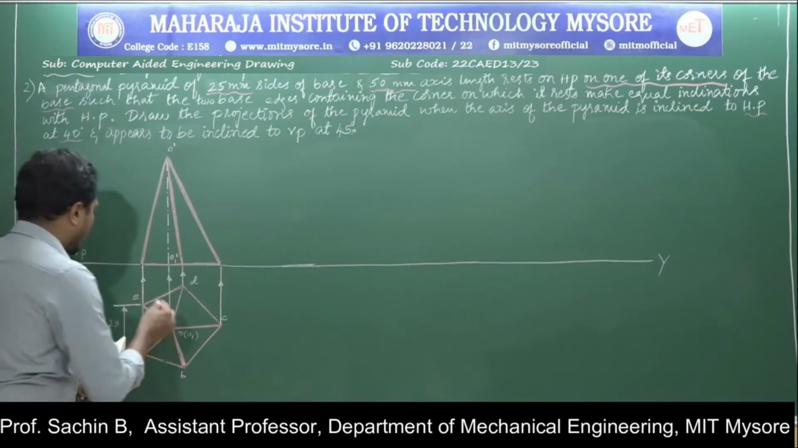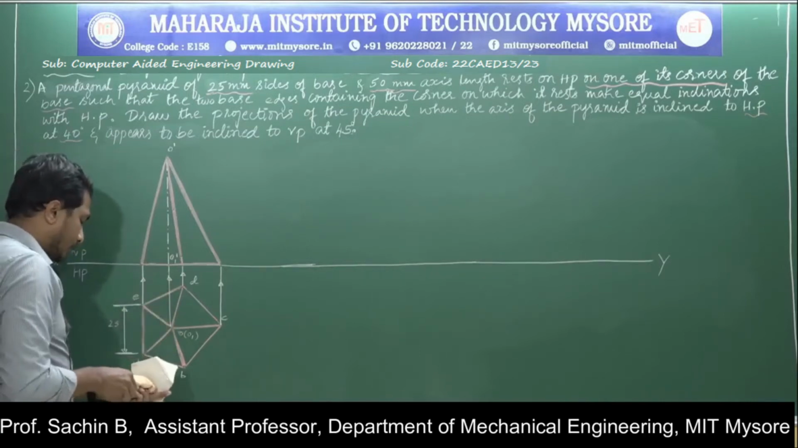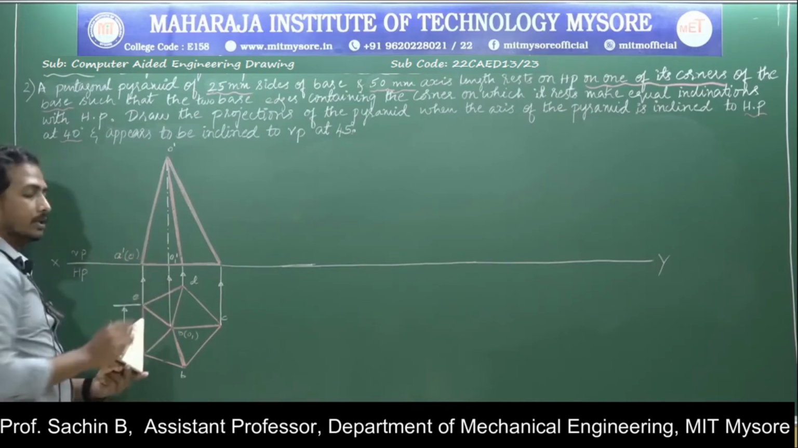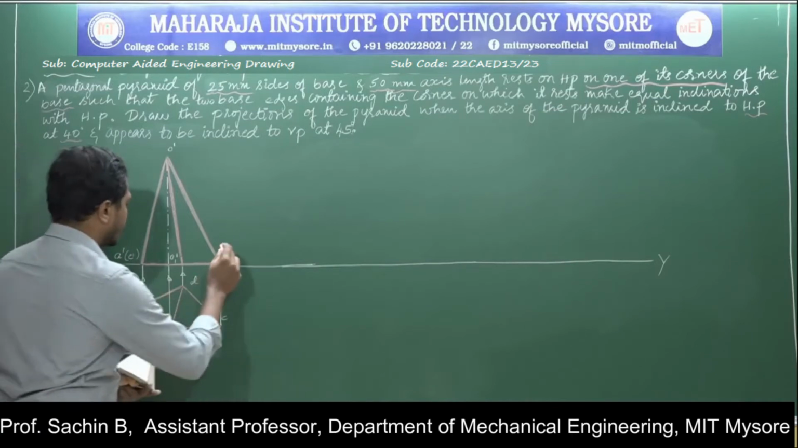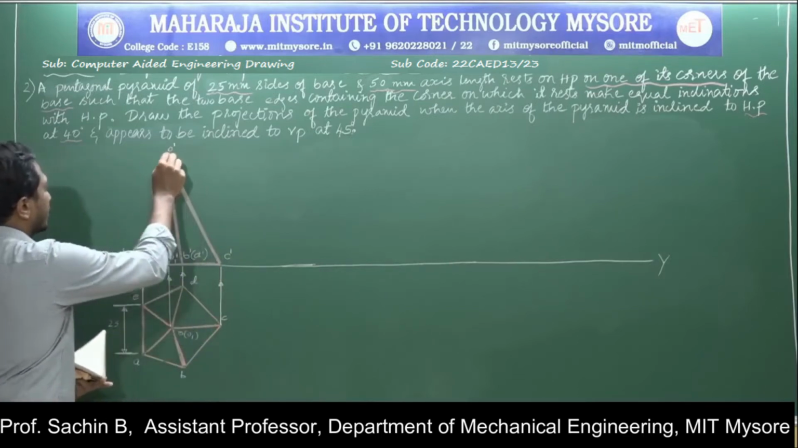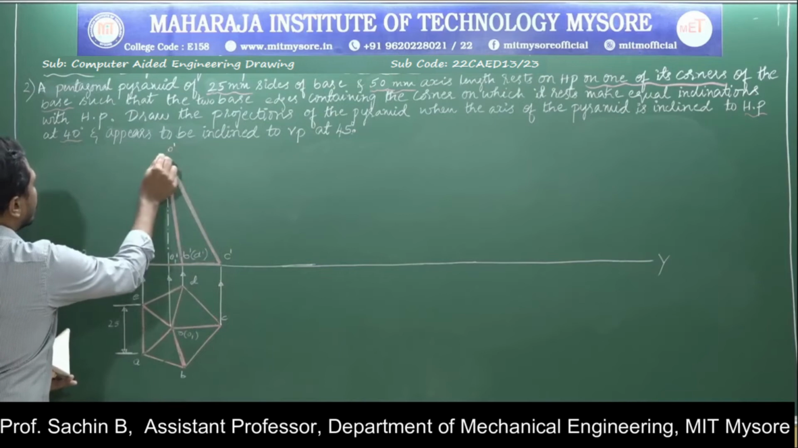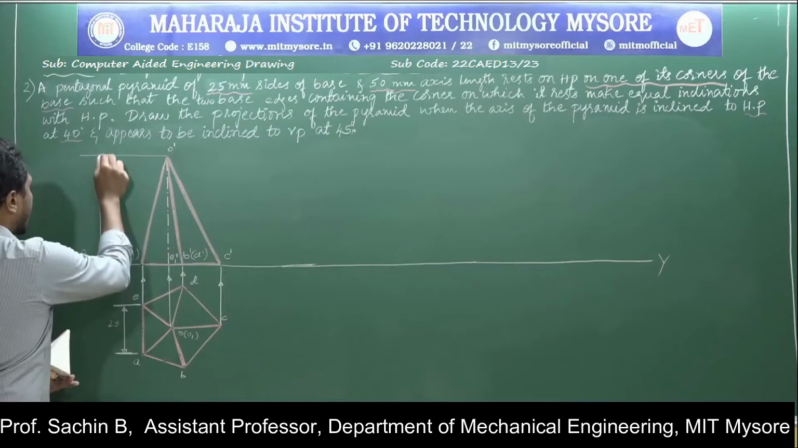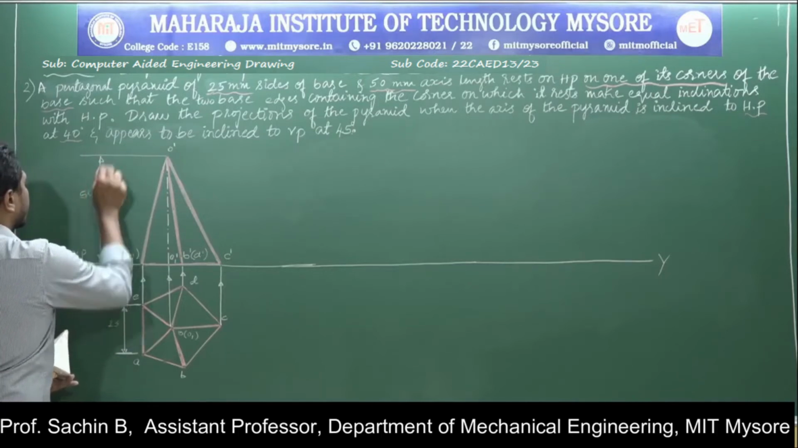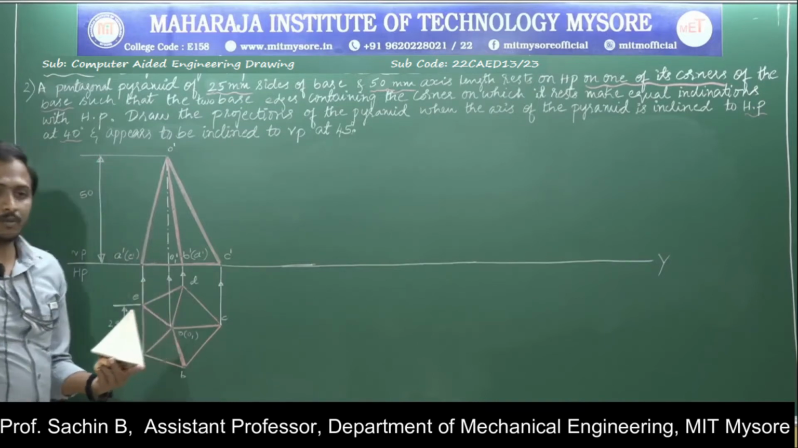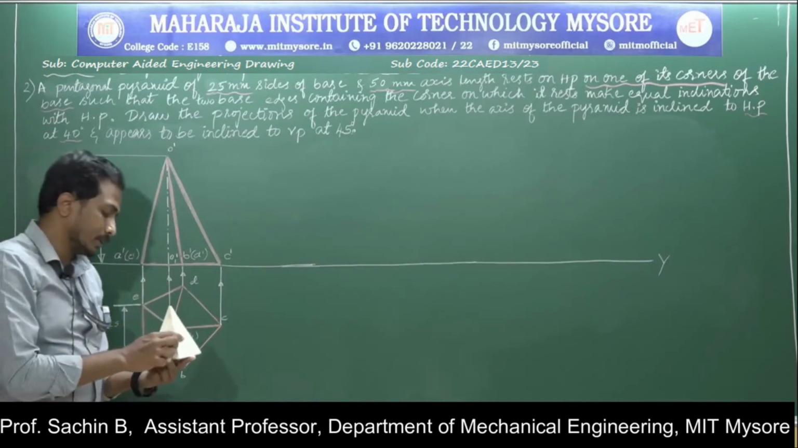Next, I'll go for writing the corner names A dash to E dash, because E is a hidden slant edge. This is C dash. Again B dash to D dash, because D is the slant edge. Next I'll go for showing the dimension, the length of the axis, that is exactly 50 mm. This is my first position of the pentagonal pyramid.